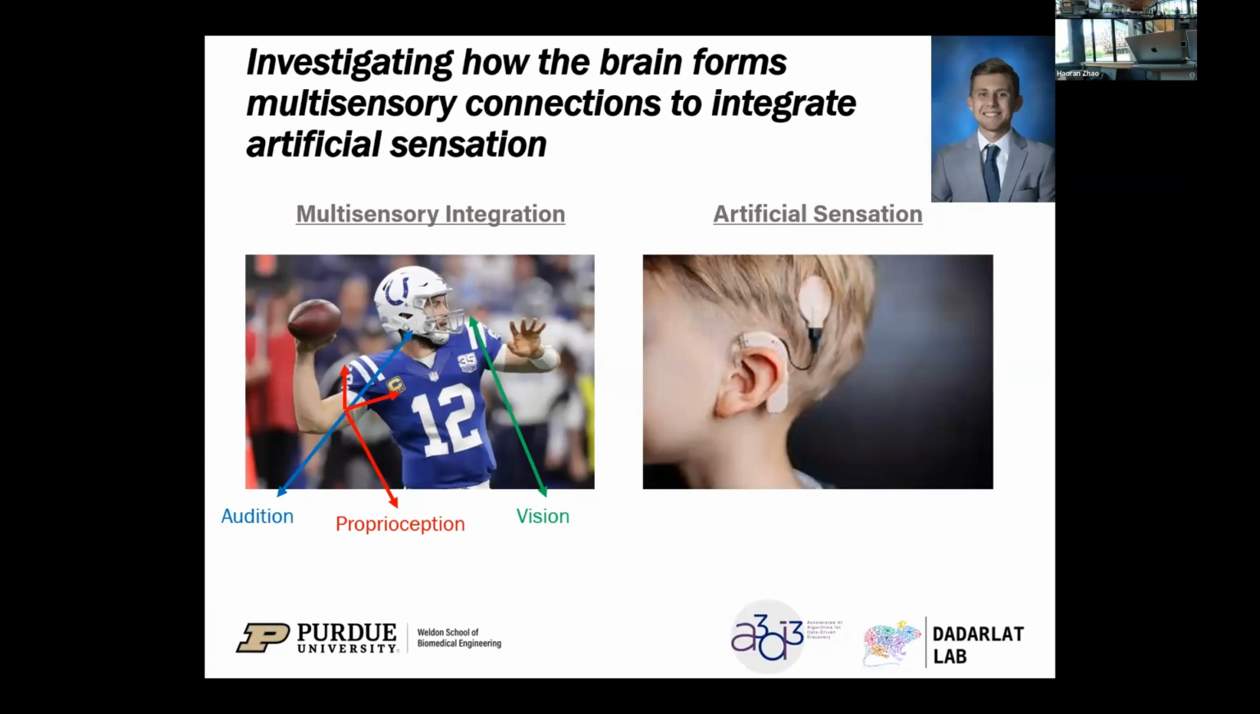So then we have Sam. Sam's kind of going into the artificial sensation side of our lab. And so if you remember our football player example, we use multisensory integration such as audition, proprioception, and vision to perform a behavior. But when this is lost, it can negatively impact your performance, your ability to do different behaviors in life. And so that's where we introduce artificial sensation, where you electrically stimulate the brain to hopefully replace that lost sensation. An example of this is with cochlear implants. So people who are hard of hearing can have a cochlear implant to electrically stimulate their brain and hopefully replace that loss of auditory stimulus.